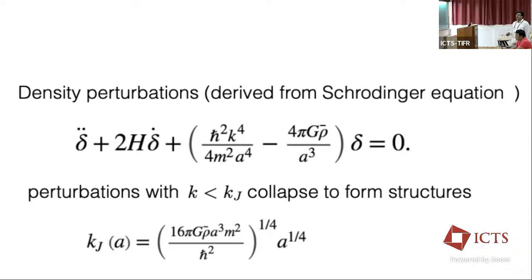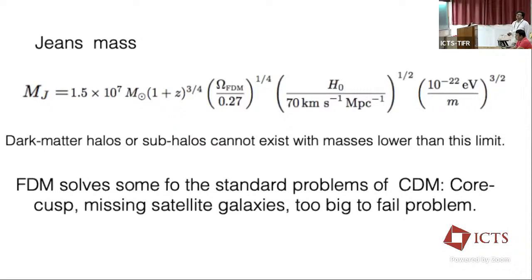So this is the Jeans length for this particular thing, which depends upon the mass of the particle. The Jeans mass is what you get if you take the Jeans length and multiply by the density: rho times 4 pi by 3, the Jeans length cubed. That is something like 10 to the 7 solar masses for a fuzzy dark matter of 10 to the minus 22 eV. So basically, this tells you the smallest mass galaxy you can form with fuzzy dark matter. You cannot form dark matter galaxies smaller than this mass.